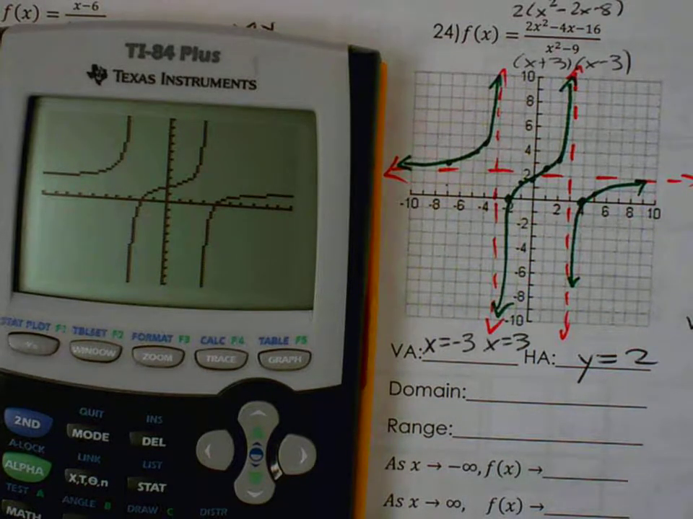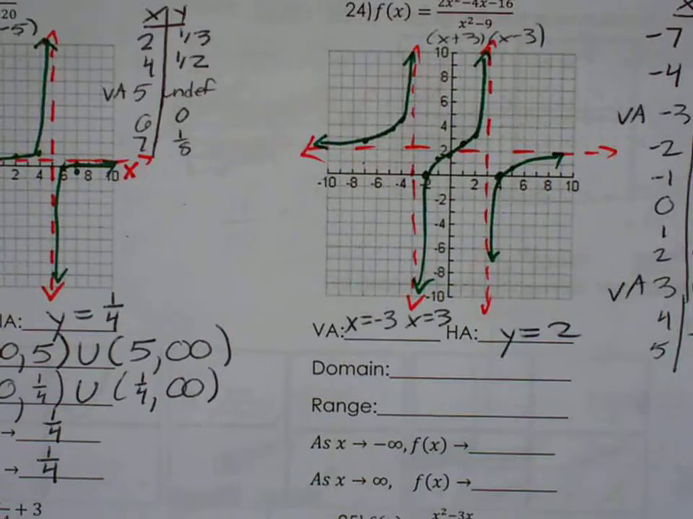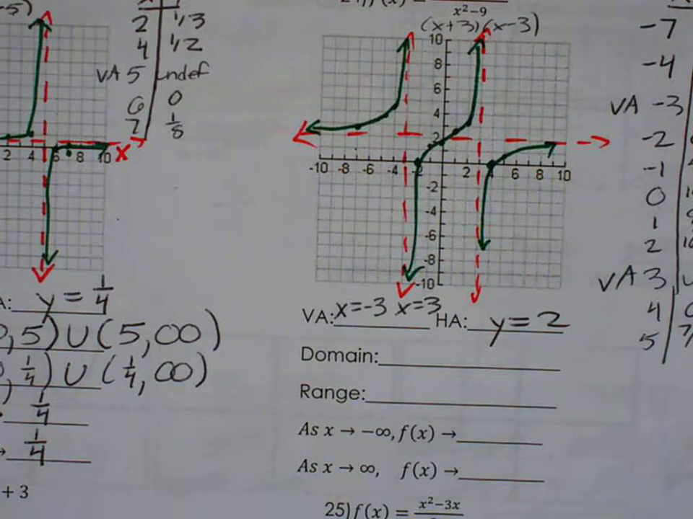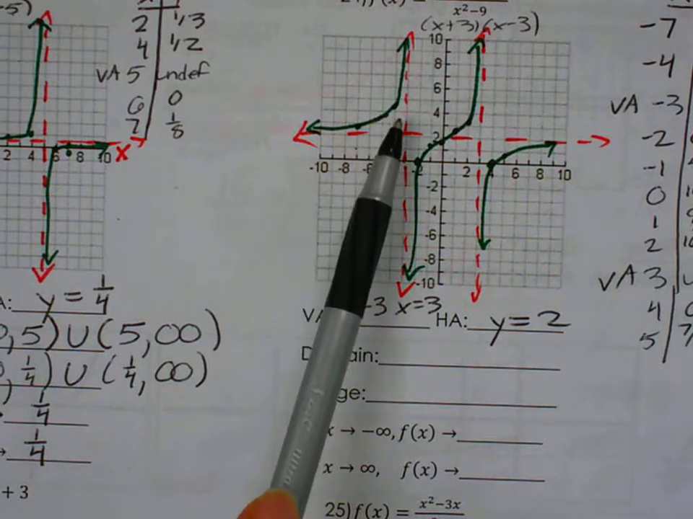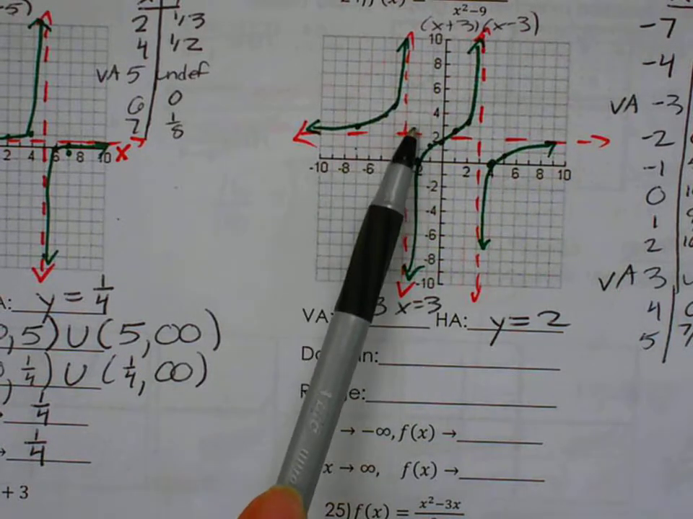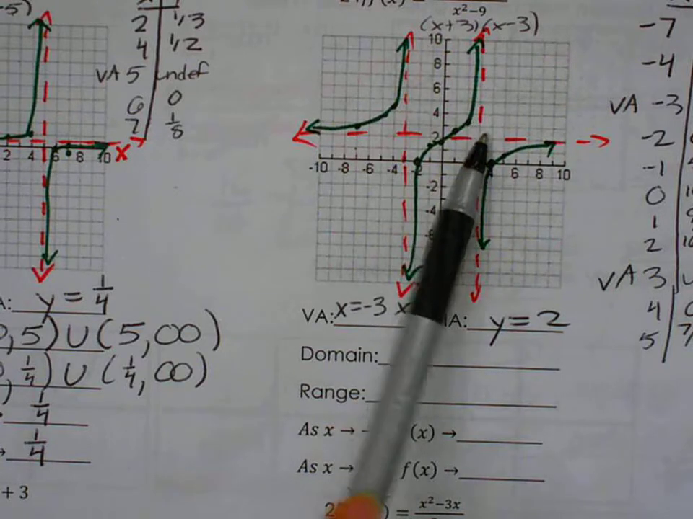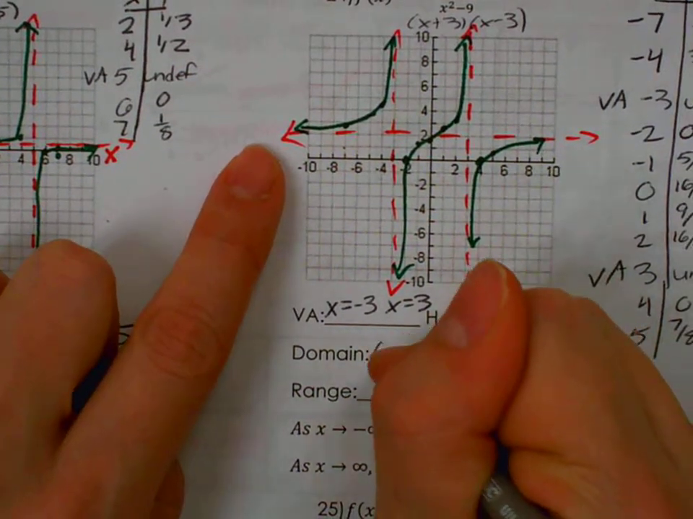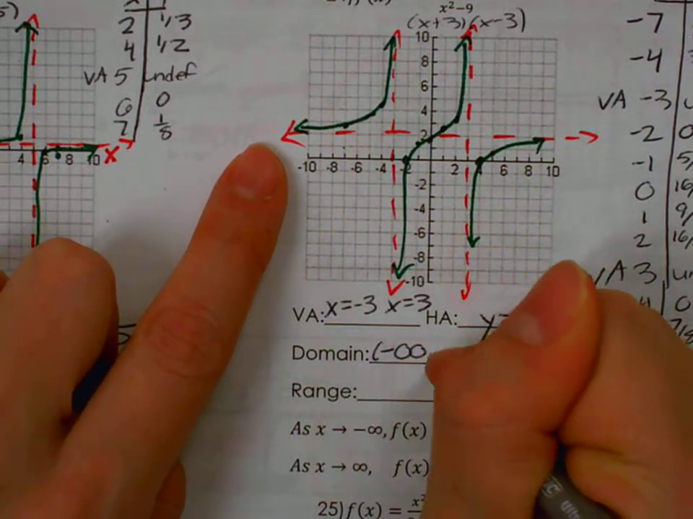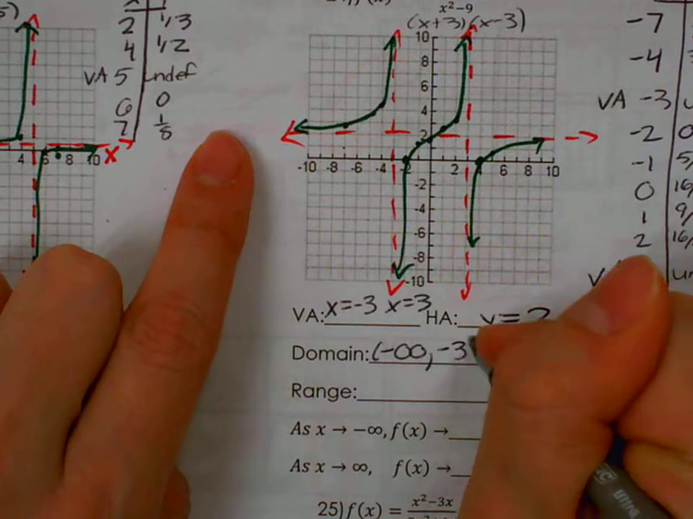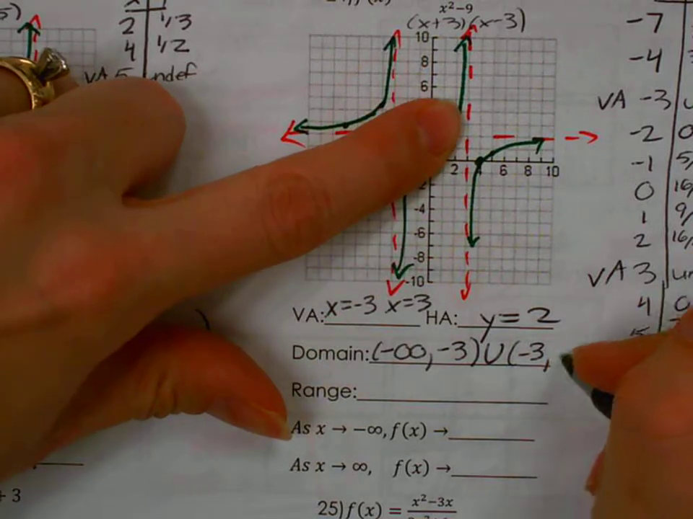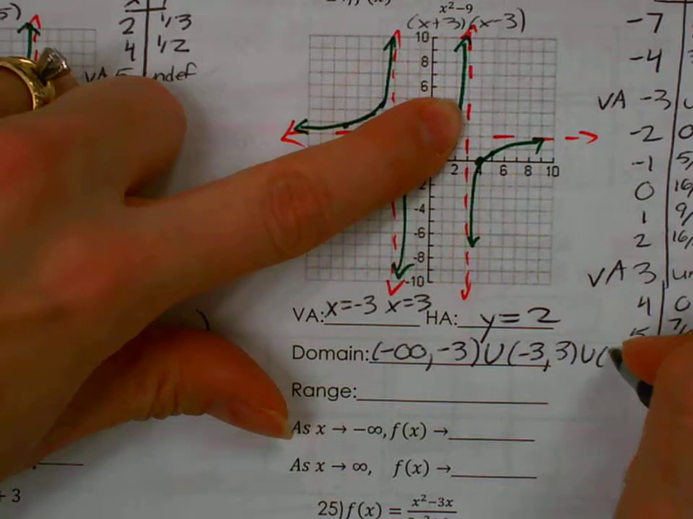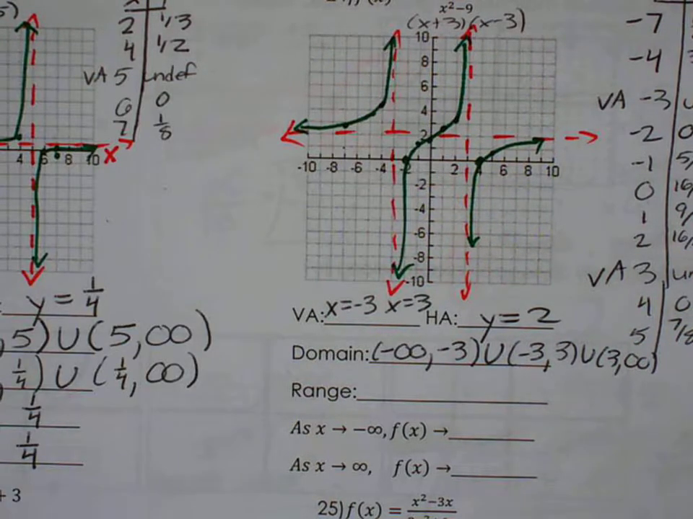So there's my picture. So now my domain. My domain's a little trickier because I have more than one vertical asymptote. If I look at the picture, I start from the left, I stop here. Then I start up again, stop here. Start up again, stop here. So I start at -infinity. I stop at my first vertical asymptote of -3. Then I start at -3 and go to my next vertical asymptote of 3. Then I start at 3 and go to infinity.